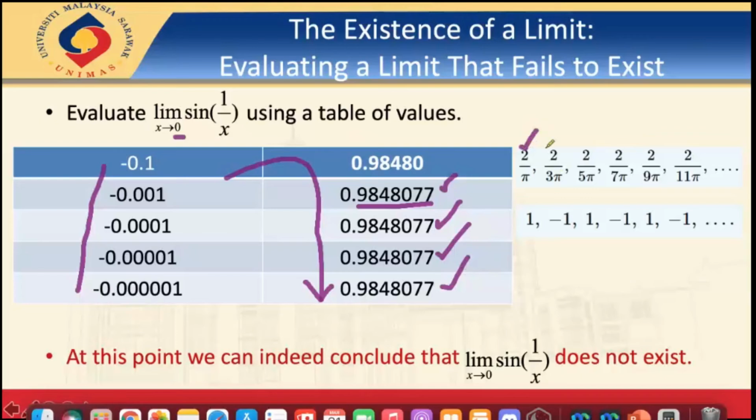value in the input. You see, 2 over pi, 2 over 3 pi, 2 over 5 pi. So if you see, we are getting closer to some input value, but the output is actually fluctuating. It is not according to one consistent or getting closer tendency. Okay, so in that case we can say that the limit of a function doesn't exist.